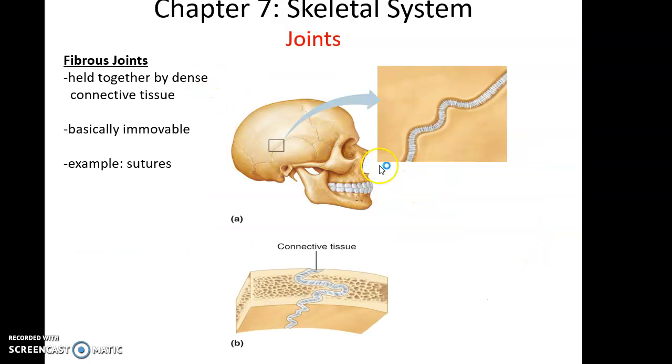Now, fibrous joints are immobile joints held together by dense connective tissue. These are not supposed to move. They're supposed to connect the bones together, very strong connections that will hopefully never separate. Classic example, of course, being the sutures in the skull.